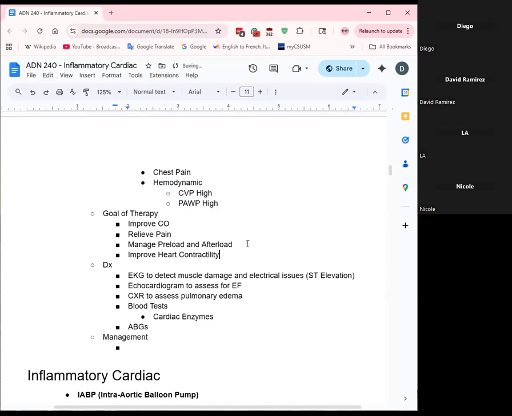Some diagnostics that will be done: EKG, because you're having chest pain, right? So we're going to EKG to see if there's any long-standing signs of ST elevation, which would be indicative of some heart damage. An echocardiogram is going to be one of your big ones to determine how well the heart is functioning. A chest x-ray, because they'll probably have abnormal lung sounds.